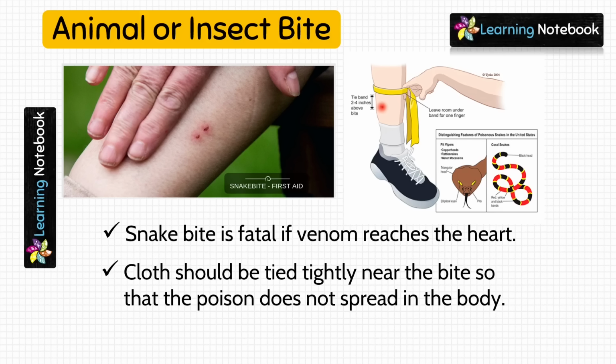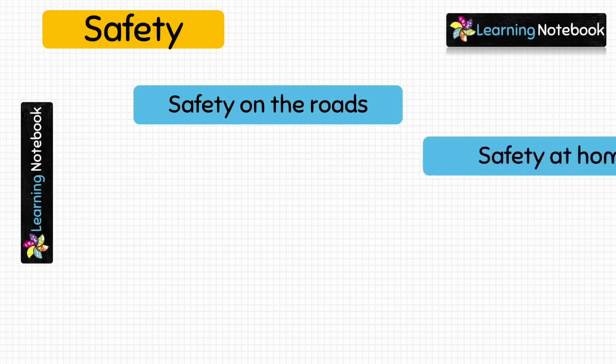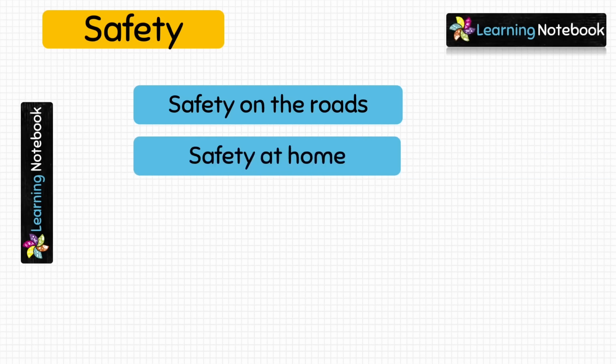Now let's move to our next topic, safety. Students, remember, safety is of utmost importance and we should always prefer safety over anything else. So, we should follow some rules of safety to stay safe. So in this topic, we are going to learn about safety on the roads, safety at home, safety in the playground, and safety from fire.